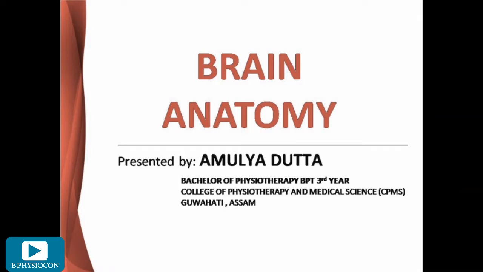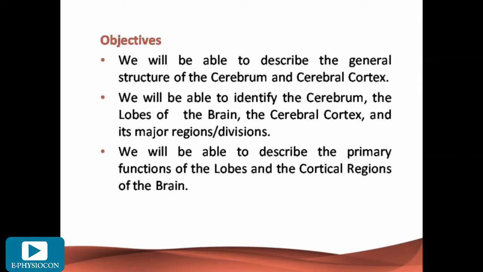Today I will present a topic on brain anatomy. So, what are the objectives? We will be able to describe the general structures of the cerebrum and cerebral cortex. We will be able to identify the cerebrum, the lobes of the brain, the cerebral cortex and its major regions. We will be able to describe the primary function of the lobes and the cortical region of the brain.